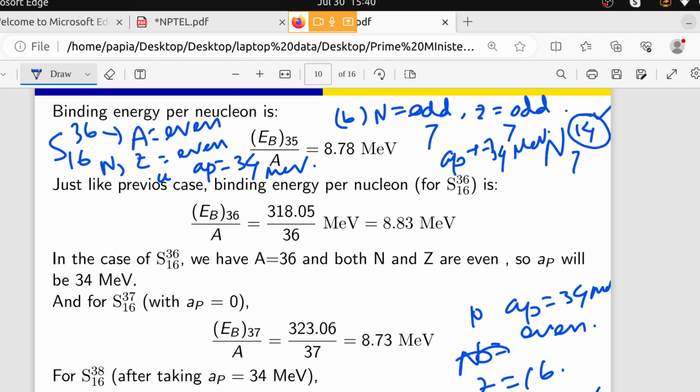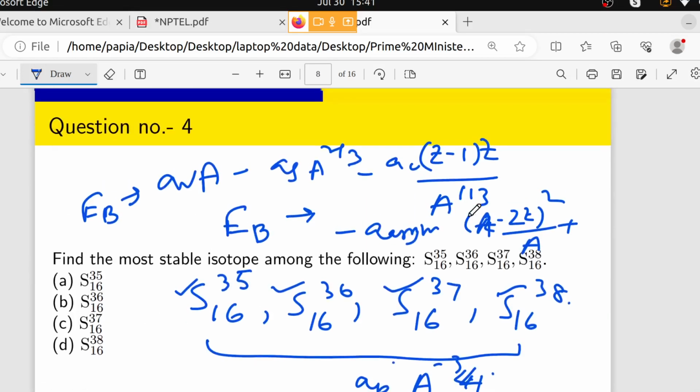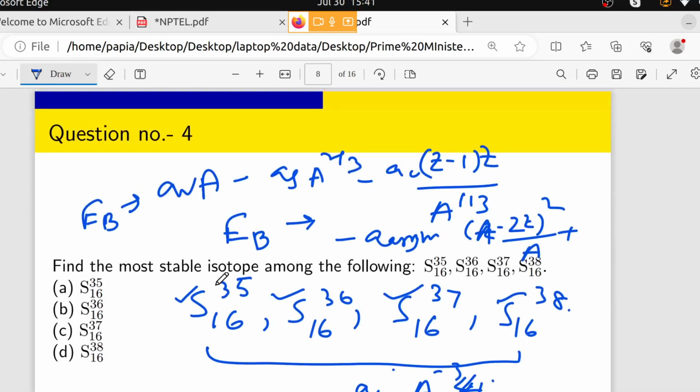Now you can see that among the four binding energy per nucleon values, 8.78, 8.83, 8.73 and 8.727, which one is the largest value? The largest value is for S-16-36. That means the binding energy per nucleon is largest for S-16-36, and thus the most stable isotope will be 16-36, which is option number B.